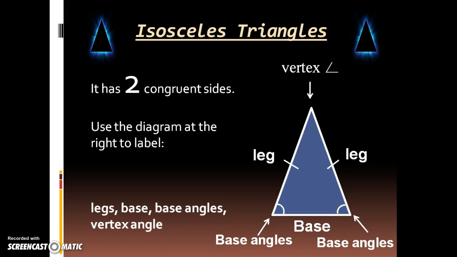Now, be careful. The base angles are not always going to be at the bottom. The base angles depend on where the two congruent sides are, and vice versa. The base angles may not always be at the bottom, which means if you need to find the legs, you still have to use the same process of going straight across from the base angles to the opposite side, and that will be the congruent sides that are your legs.